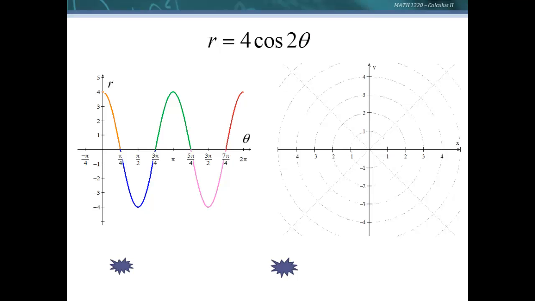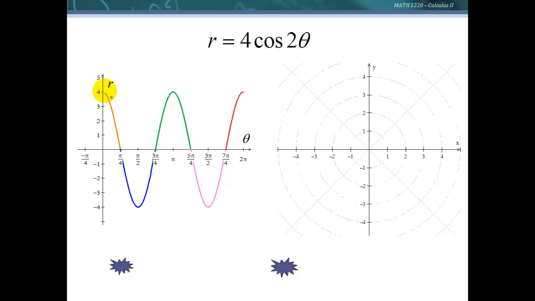This one we have 4 cosine 2 theta, and so we first plot that in our rectangular coordinates, and so we know that the amplitude is going to be 4 and the period is going to be 2 pi over 2, or pi.